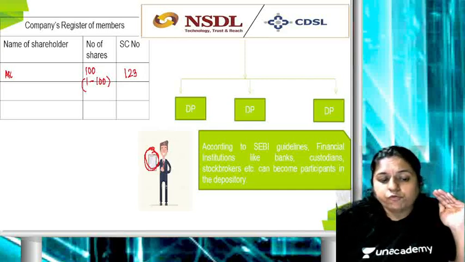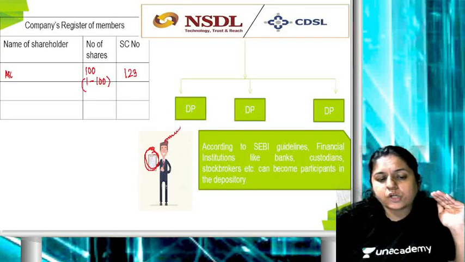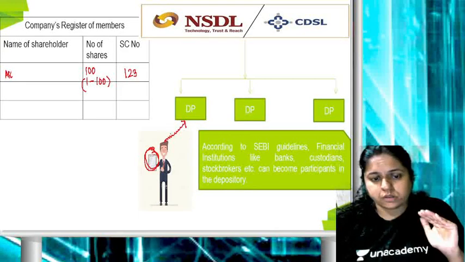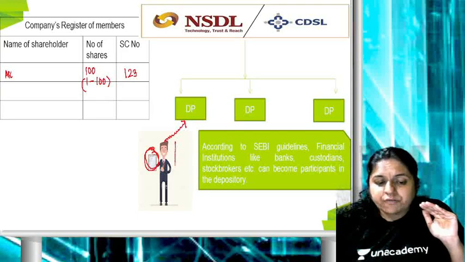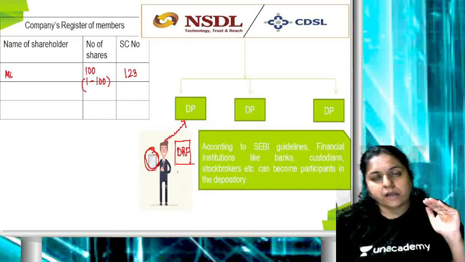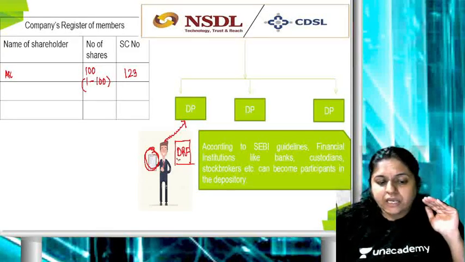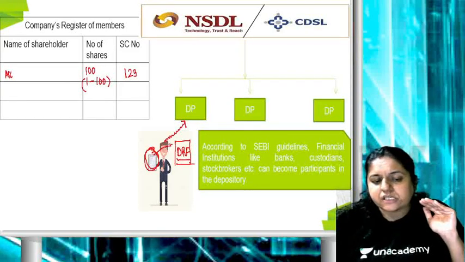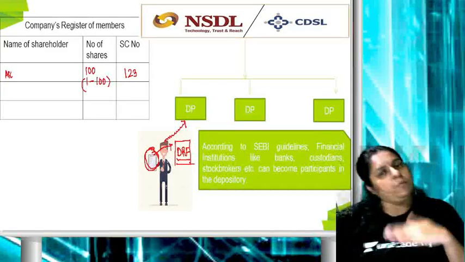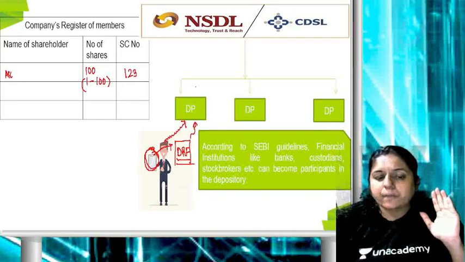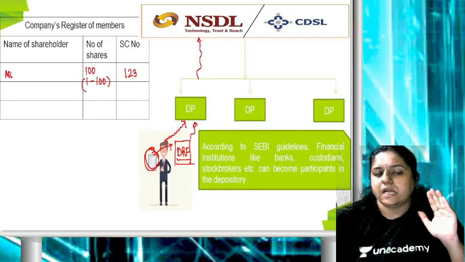Understood? So Akshay will go to a depository participant and open a demat account. He will fill up one form called the DRF form, that is, the dematerialization request form. Along with that form he will attach the share certificate. This will be given to the depository participant, and the depository participant will give it to NSDL.